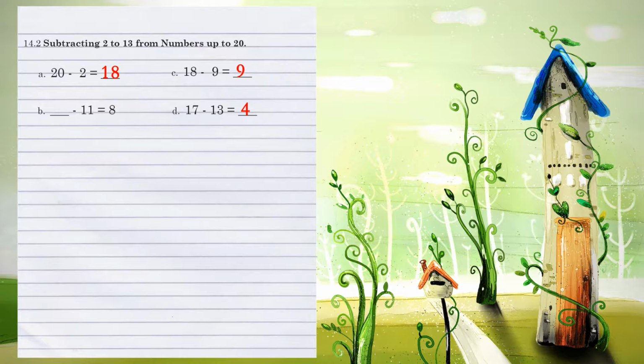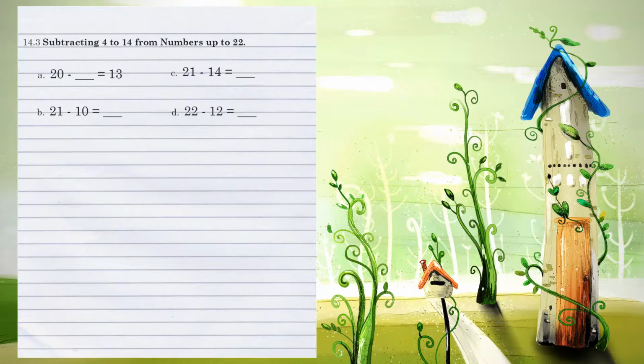Example B, what number minus 11 equals 8? Let's start with our answer and add the number that we're subtracting to figure out the number that we're beginning with. So we have 8 plus the 1 is 9. And then we have their tens column, there's only a 1, so that means we're starting with 19.